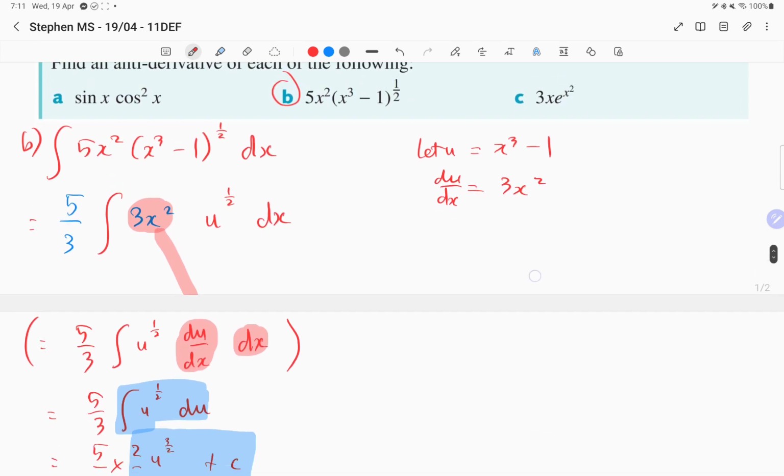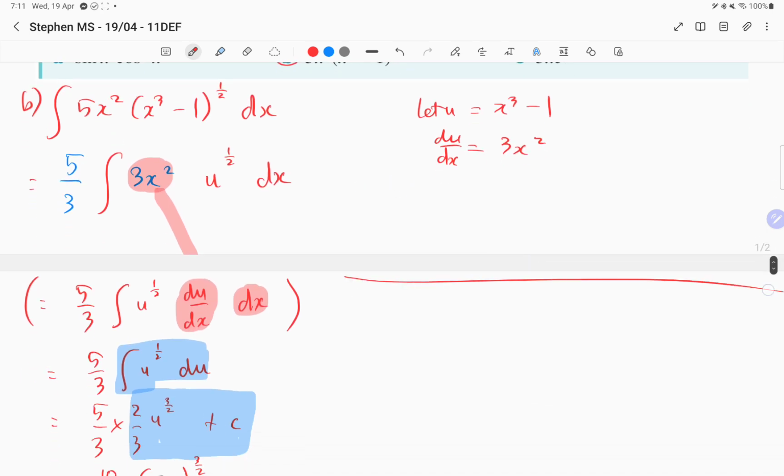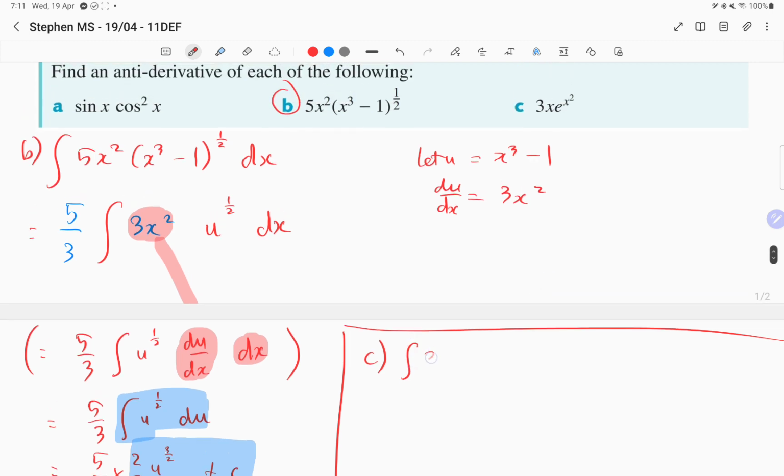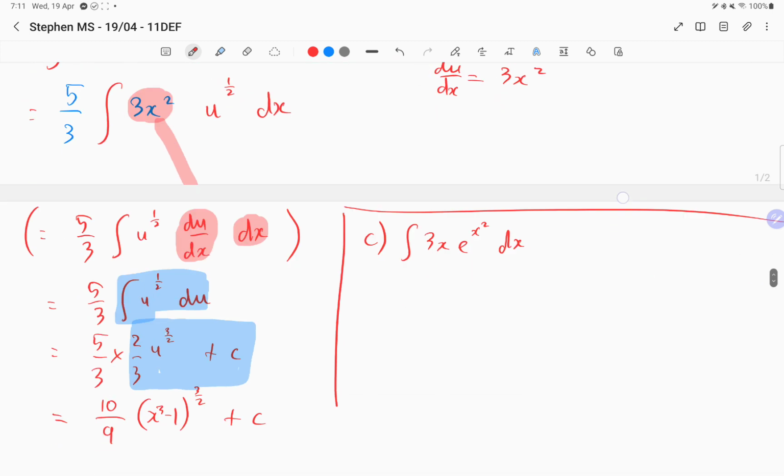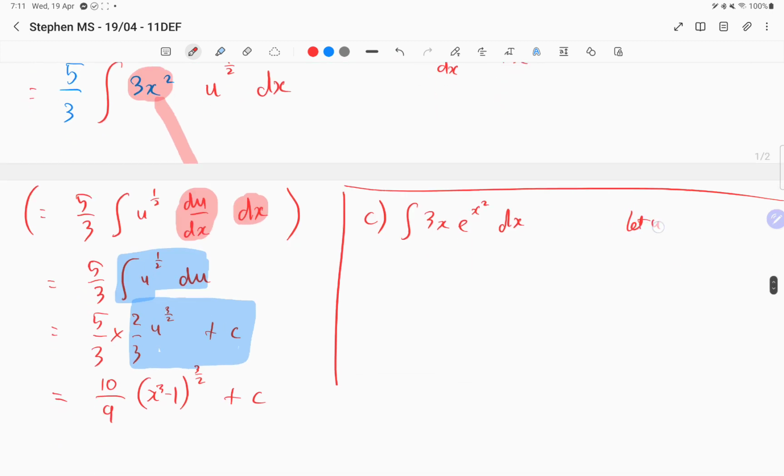Now let's try C. Let's try question C over here. Antiderive of 3x e to the power x squared dx. Same thing. Let u equal to. E to the power x? Try again. 3x? No. E to the power x. The simpler function in a more complicated function. x squared. Yes, it is x squared.